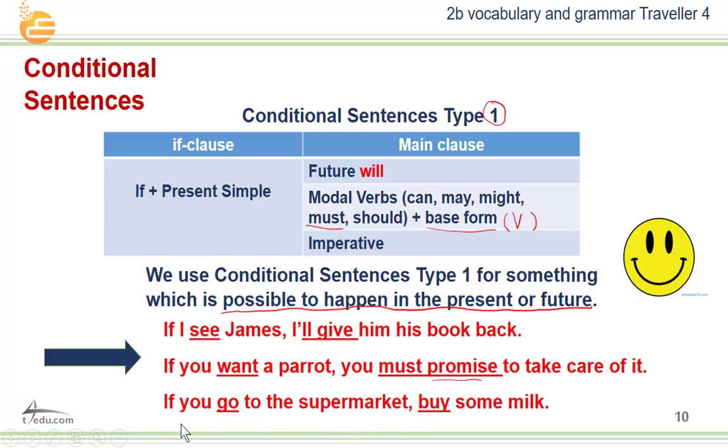The third example, if you go to the supermarket, buy some milk. Buy is the imperative form. What's the imperative? The imperative is to give an order. When I say go to school, this is imperative. When I say I go to school, he goes to school, these are not the imperative form. But the imperative, we say go to school, buy some milk. So now I think it's clear, the conditional sentences type 1.